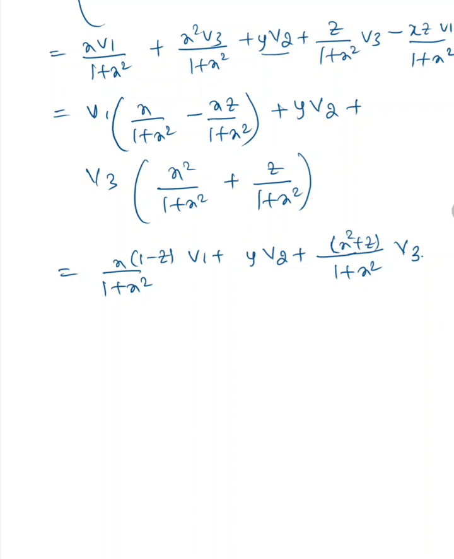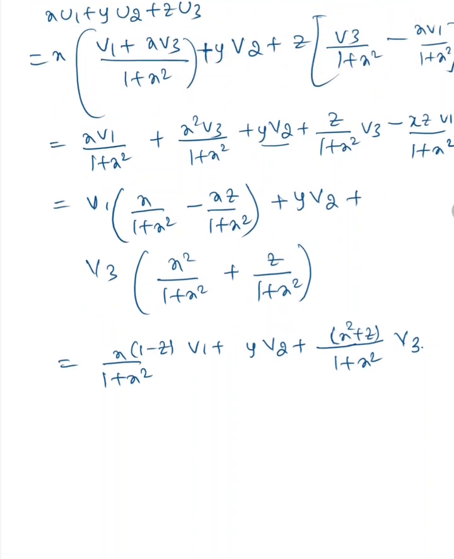Therefore x u1 plus y u2 plus z u3 can be expressed as a linear combination of v1, v2 and v3 with the coordinates: for v1 it is x into 1 minus z divided by 1 plus x square. For v2 it is y. For v3 it is x square plus z by 1 plus x square.